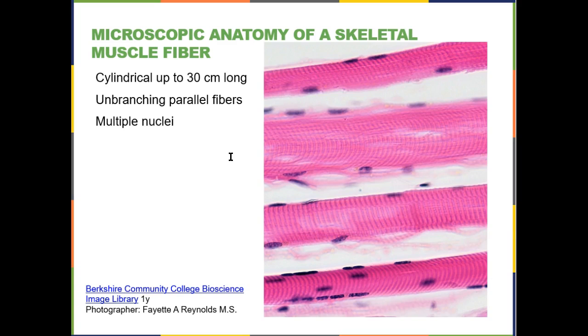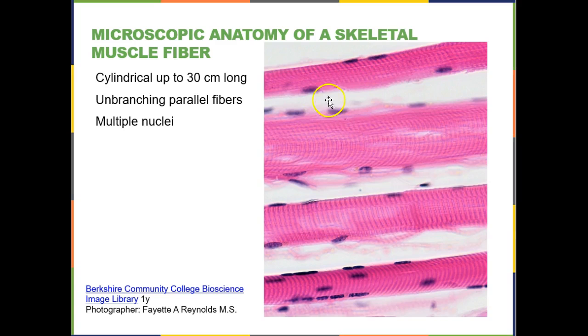So let's dive right into the more important stuff. The first thing we want to understand is the structure of a muscle, and we are going to start with an individual muscle fiber. Each one of these is one individual cell, which we call a fiber because it's long. They can be up to 30 centimeters long. So that's a foot or more.